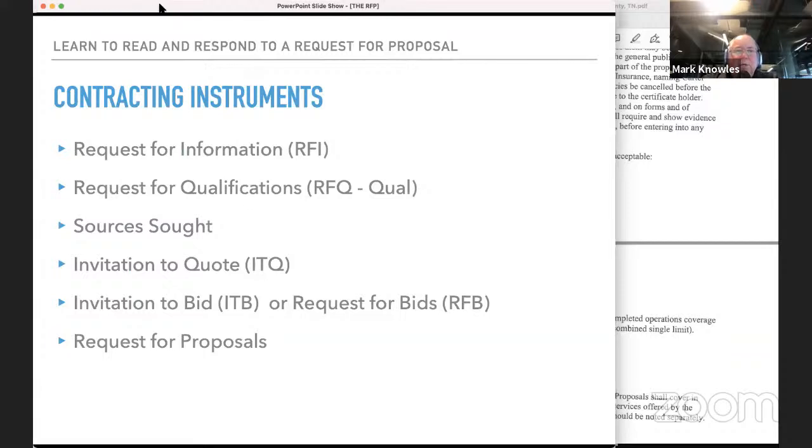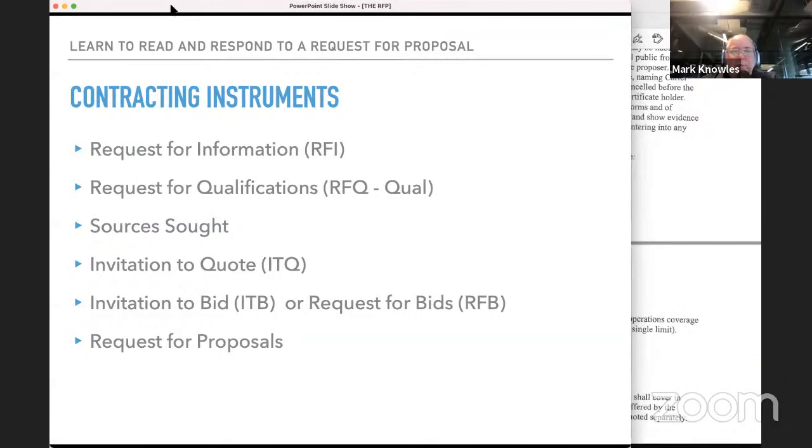We use the terminology request for proposal, but there are other contracting instruments that are popular among local governments. And I want to make sure you're familiar with some of that terminology. There's a request for information, an RFI, sometimes referred to also as a sources sought, or request for qualifications, an RFQ, where a government is looking to find companies who potentially could bid on a project. They may not actually have the bid in place, but what they're anticipating doing is going out and doing a market survey.